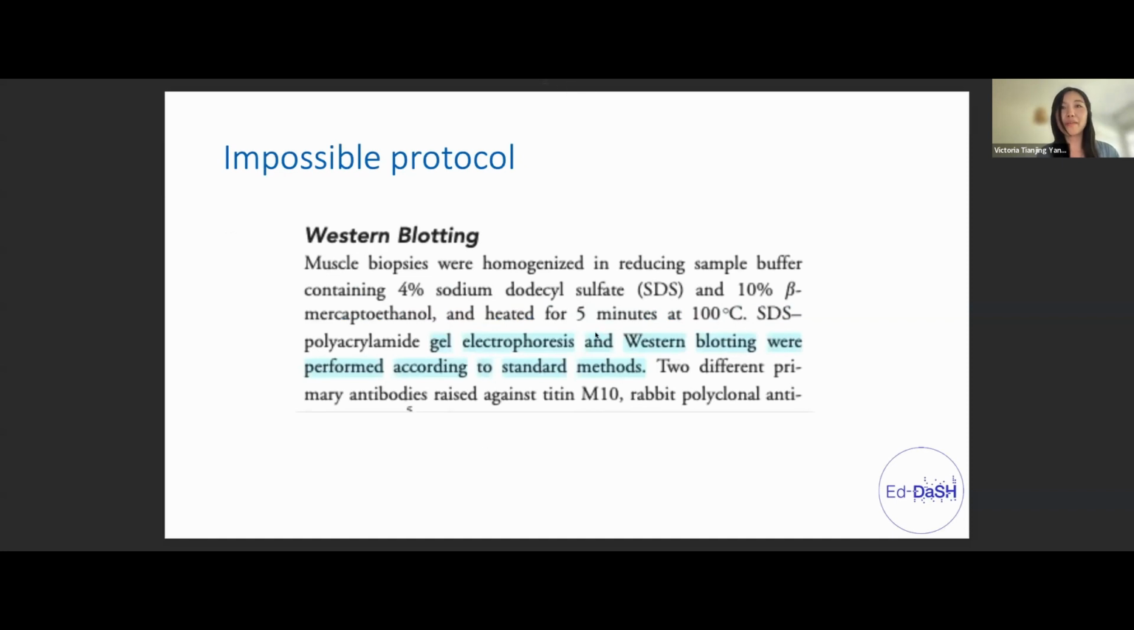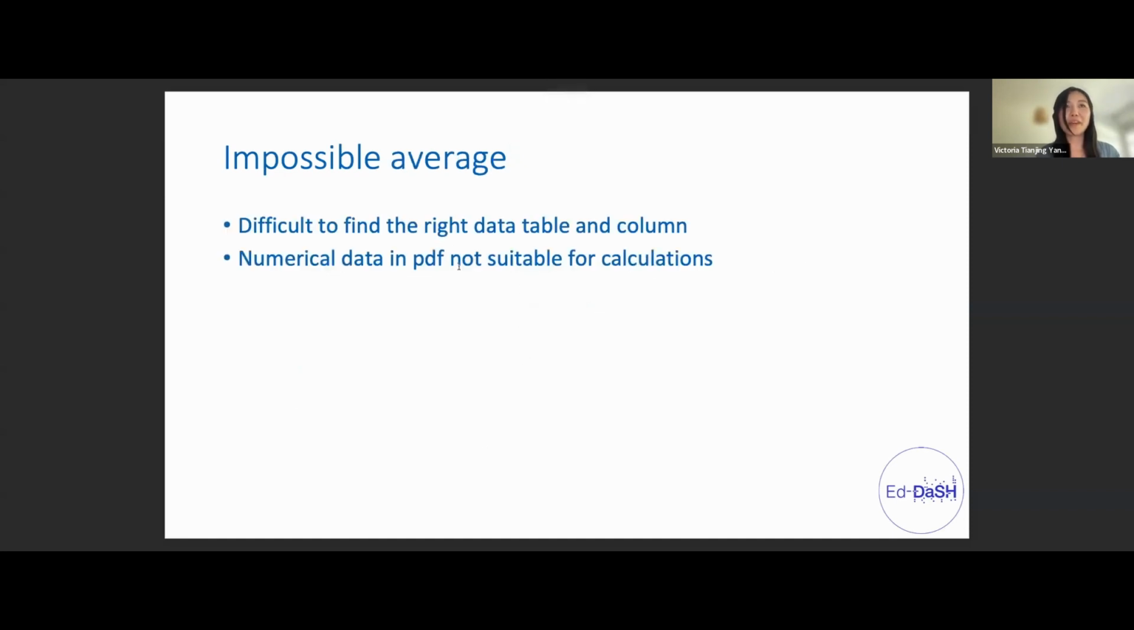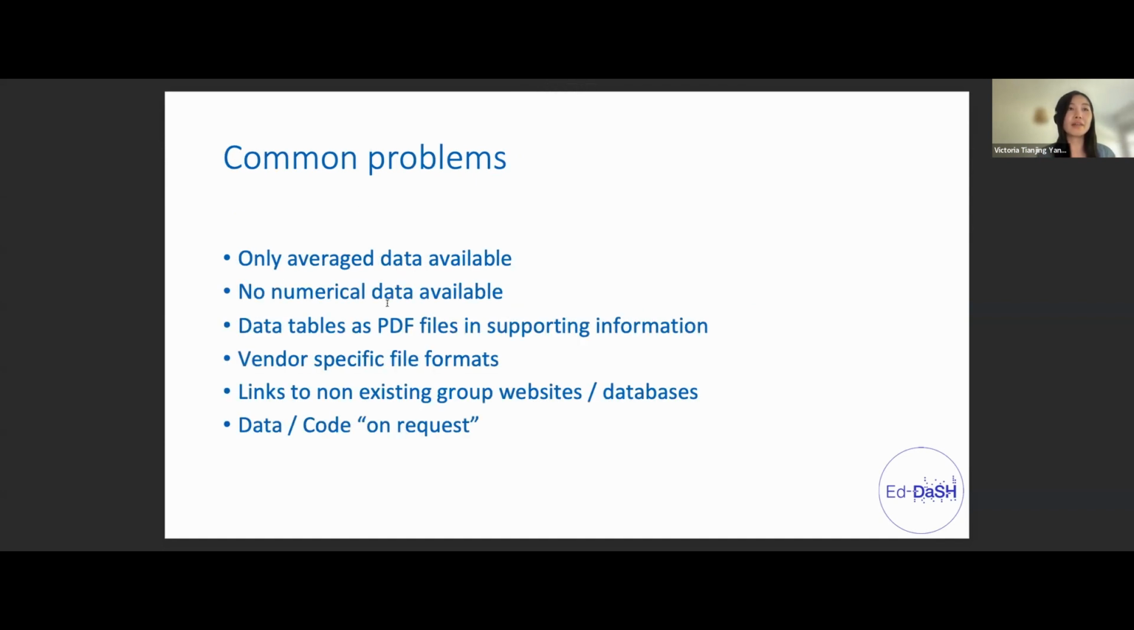Okay, so of course you saw this part. It was difficult to find the right data table and column, and the numerical data in a PDF is just not workable for any calculations. Some common problems you can get are that only average data is available, or you don't have any numerical data in a proper format. You can be left with a PDF file with no supporting information. Sometimes it links to non-existing links. And the most common one you can see is often "data and code on request."